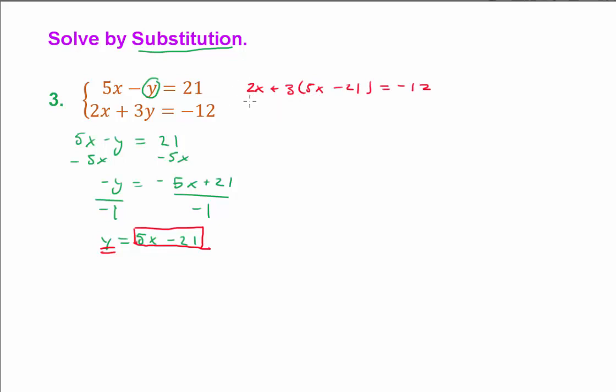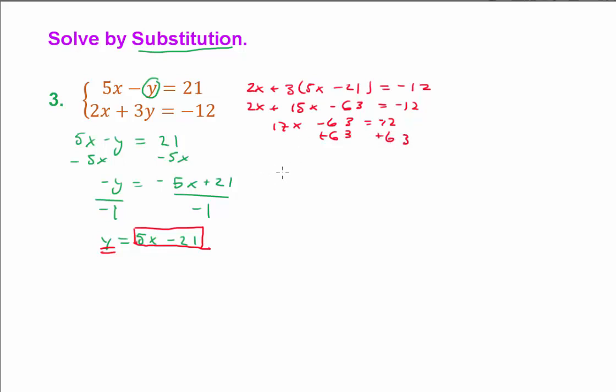So we now can do the distributive property to get 2x plus 15x minus 63 is equal to negative 12. Combine the x terms, so you have 17x minus 63 is equal to negative 12. Add 63 to both sides.